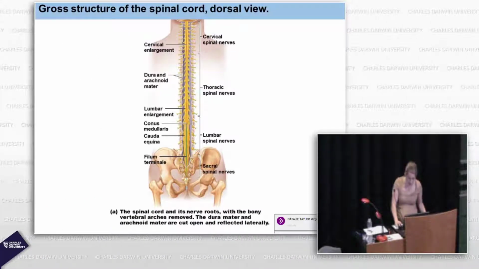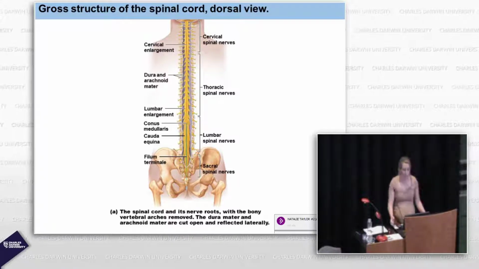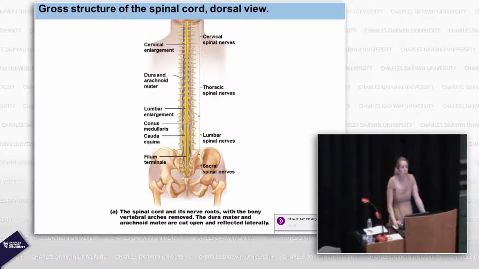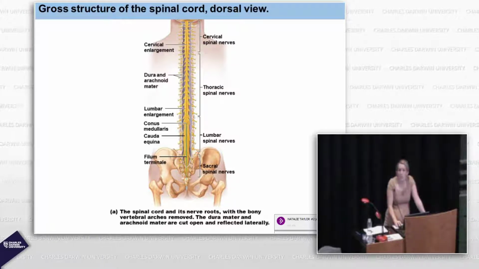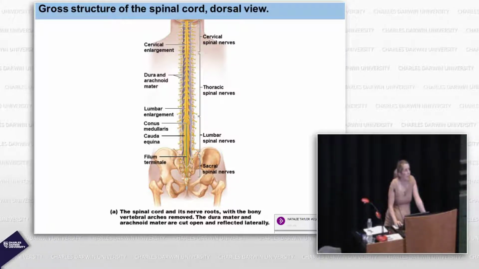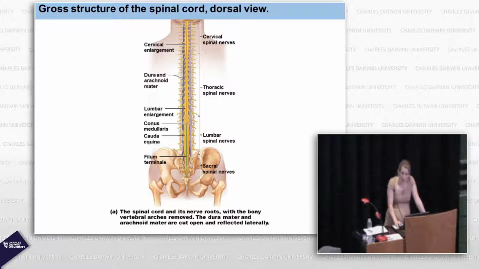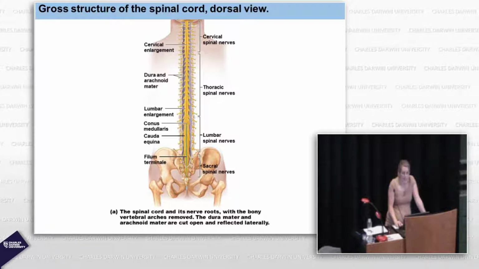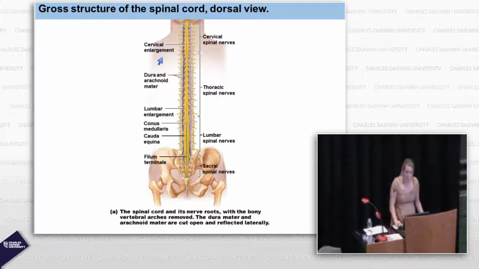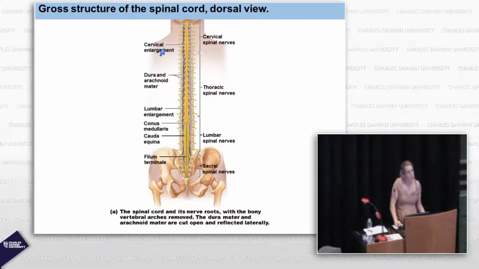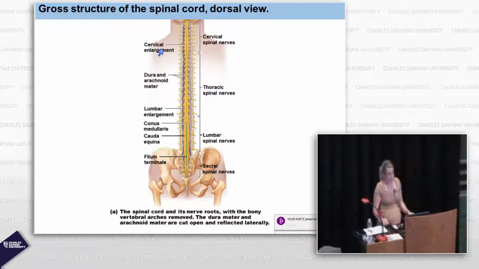Okay, we'll start with the gross structure of the spinal cord. As you can see, it resembles the spine, and that's for a pretty good reason, because we have a matching pair of spinal nerves for every vertebra of the spinal cord. The only place where that's not the case is the cervical spinal nerves, because there are actually 8 pairs of cervical spinal nerves that go with the cervical vertebra.